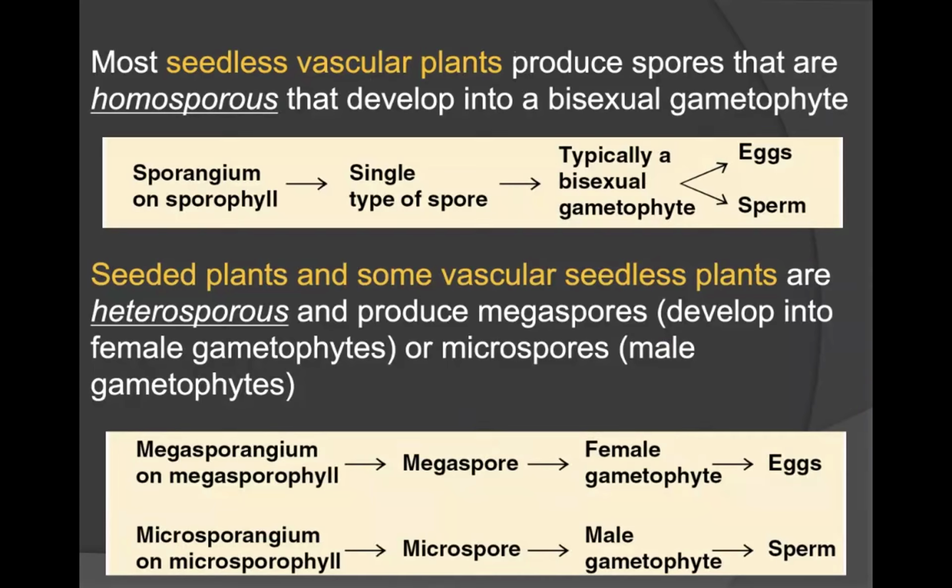Most of the seedless vascular plants produce spores that are homosporous. This means that these spores develop into a bisexual gametophyte that can produce both eggs and sperm. Seeded plants and a small amount of vascular seedless plants are considered to be heterosporous. This means that they produce two types of spores, megaspores that develop into female gametophytes or microspores that develop into male gametophytes. The female gametophyte can then only produce eggs while the male gametophyte can only produce sperm.